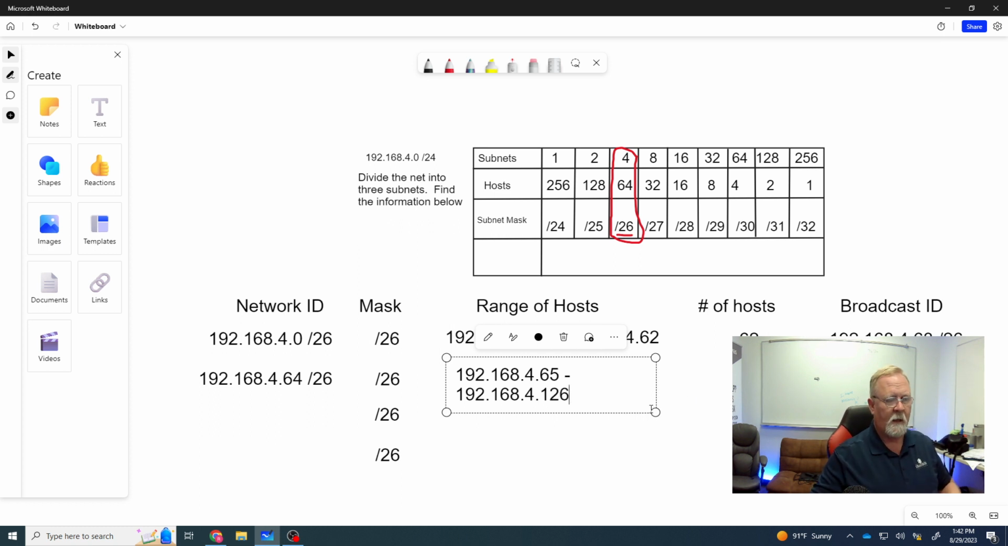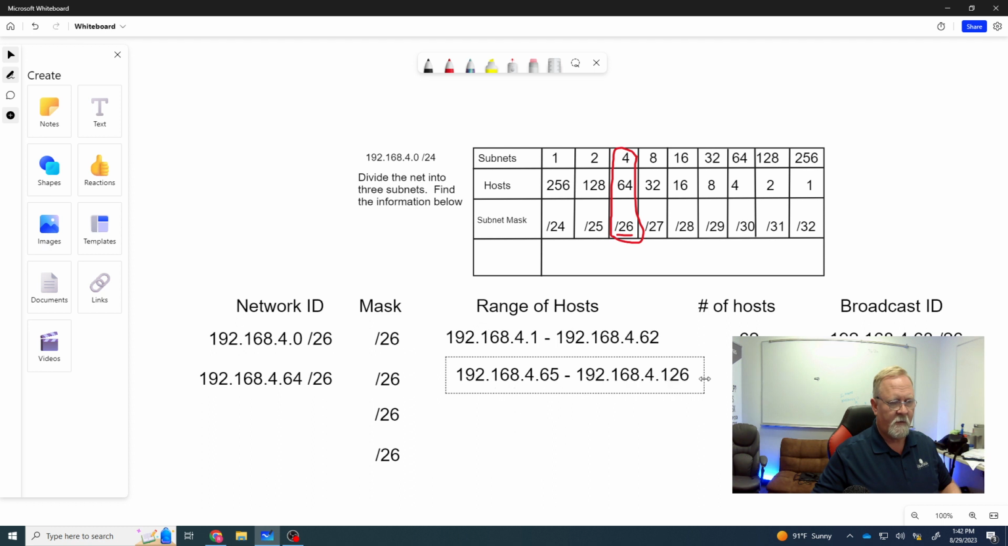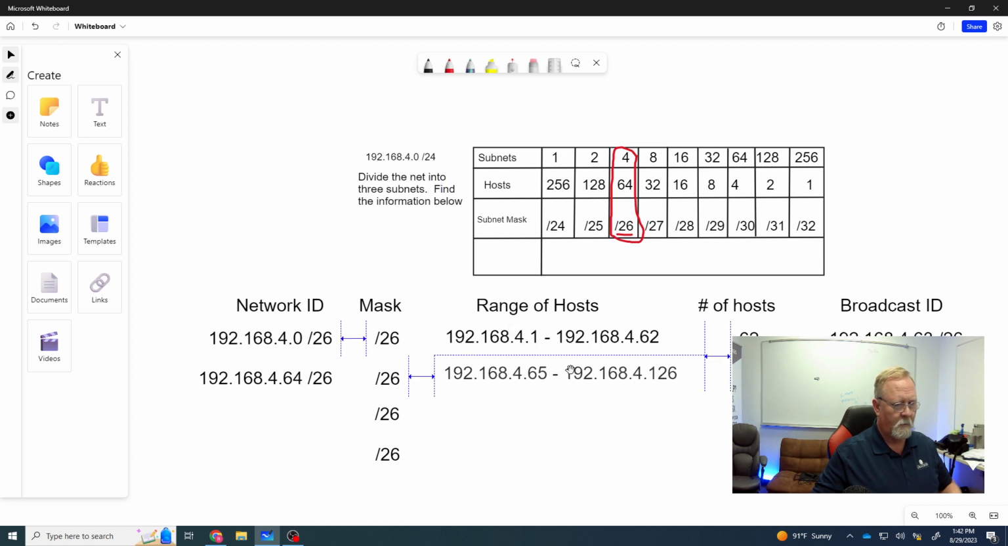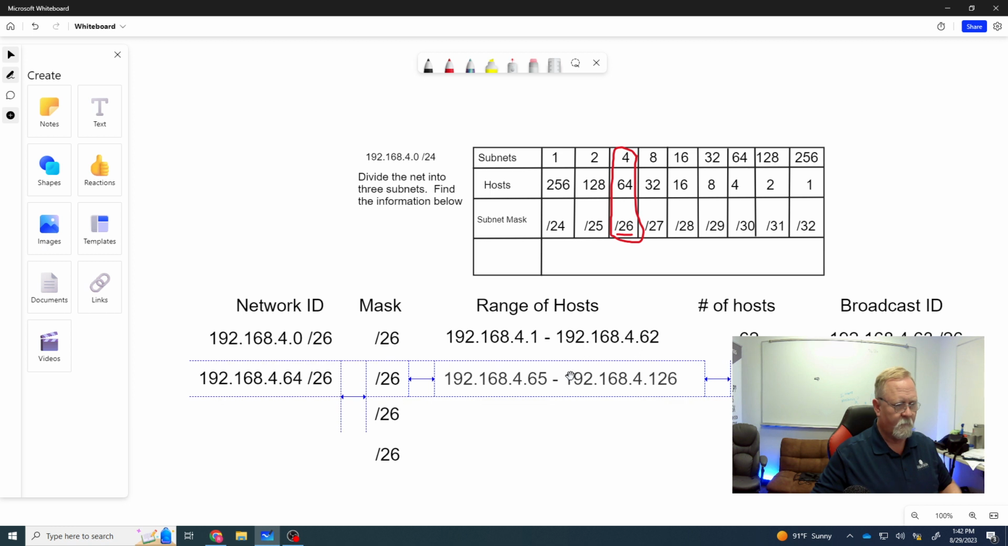Okay. So that gives us our next section. There we go. Okay. So we know that if we end here at 127, the start of our next section is going to be 128.